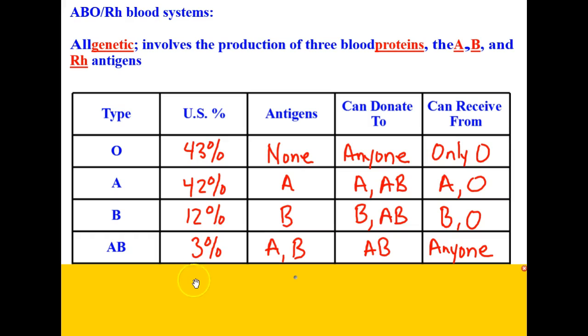Only 3% of the U.S. population has type AB, and they have both A and B antigens. AB can only donate to other type AB people, and they can receive blood from anyone. That would be A, B, O, or AB.